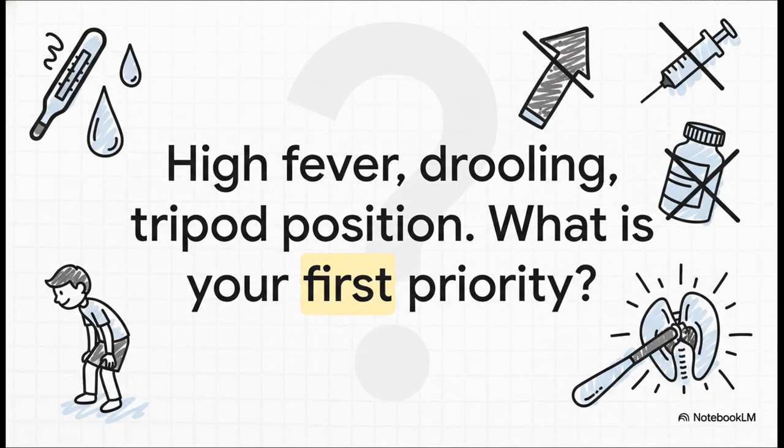So let's wrap this up with a classic scenario. A child comes in, high fever, drooling, and leaning forward in that tripod position. You know instantly what you're likely dealing with. So what is your number one most critical priority? It's not getting an IV, it's not giving meds, and it is absolutely not looking in their throat. Your first priority is to do nothing that will upset that child and to prepare for immediate airway management. And that's the takeaway that could truly save a life.